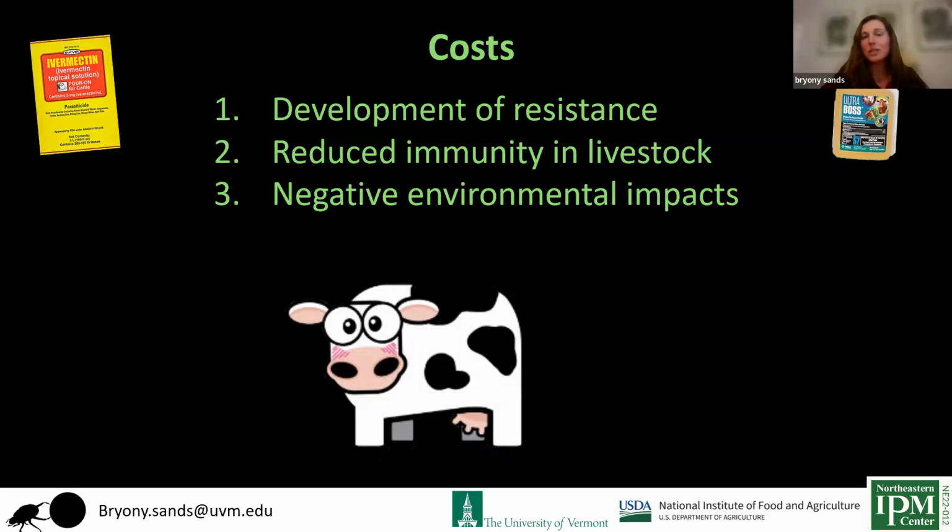Secondly, reduced immunity in our livestock. As you saw on those previous slides, cattle will develop natural immunity to these parasites. But in order to do that, they do need some level of exposure. They need to be exposed to low levels of parasites when they're young in order to build up that protection for life. If you're not allowing any contact with parasites, you're really setting yourself up for more problems with animals when they're older because they haven't got this natural immunity.